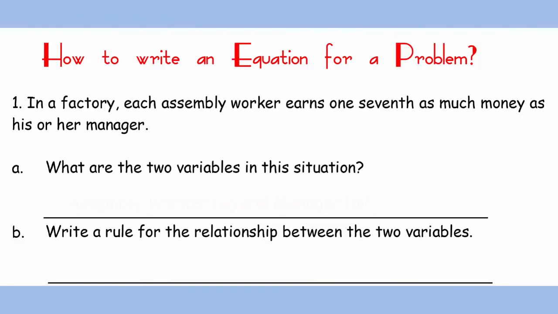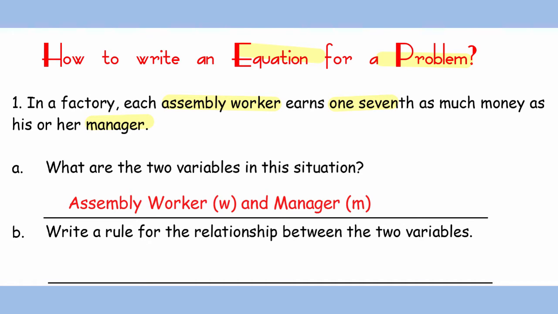Hi everyone, in this lesson we will go over how to write an equation for a word problem. So the first question says, in the factory each assembly worker earns 1/7 as much money as her manager. So the first thing you must do before you even write an equation is to define the variables. And in our example, the variables are assembly worker and the manager.